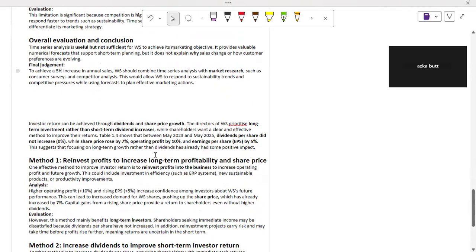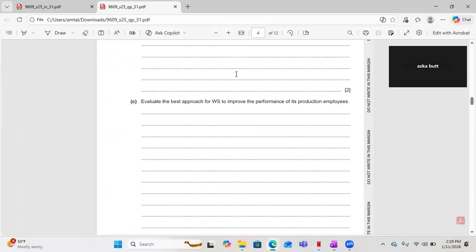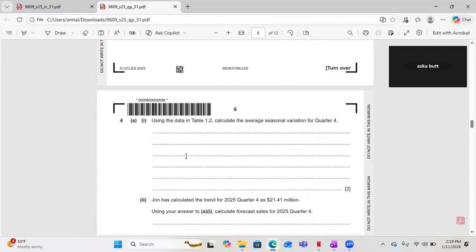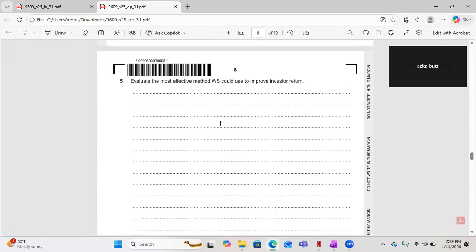Okay. Now the next question. The last question is, yeah, this one, Question 5. Evaluate the most effective method WS could use to improve investor return. So remember that they're asking you to evaluate the most effective method, that is, how they can improve their investor return.